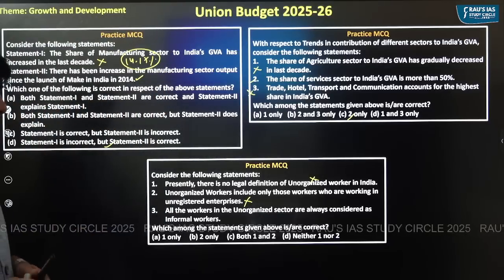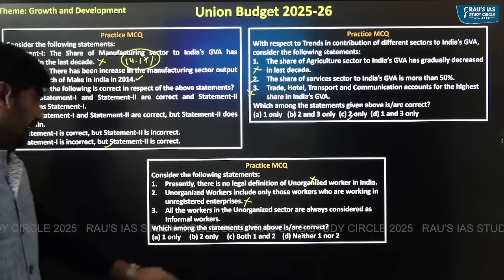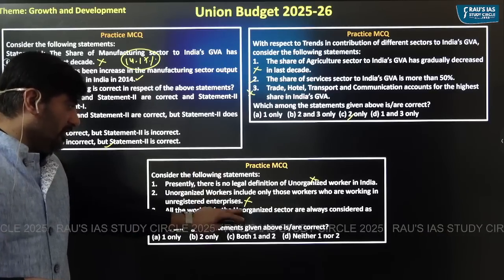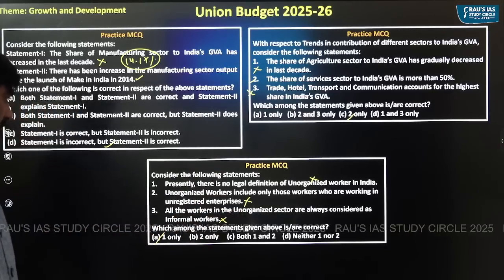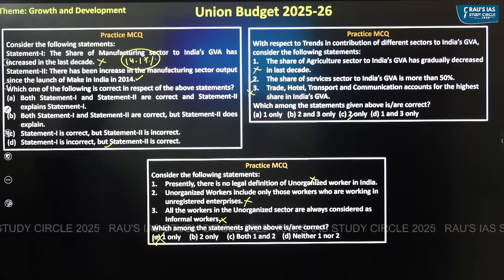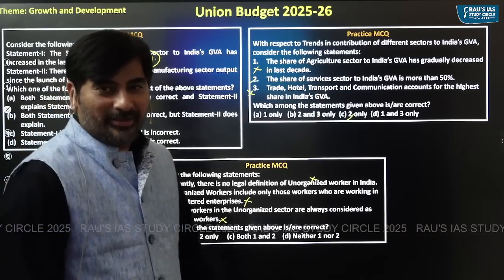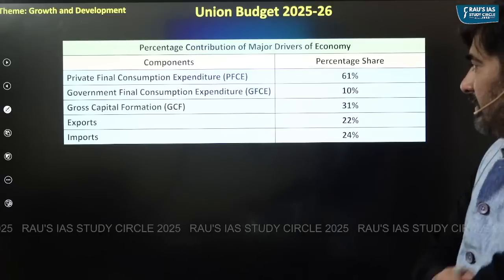All the workers in the unorganized sector are always considered as informal workers. No, even within the unorganized sector, you'll come across formal workers. So, right answer. Okay, here the answer is none of the above. So none of the statements are actually correct. Let's move to the next part.